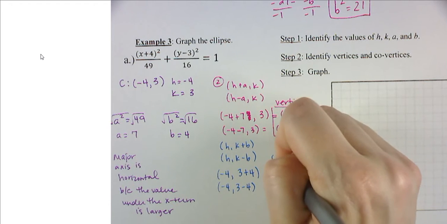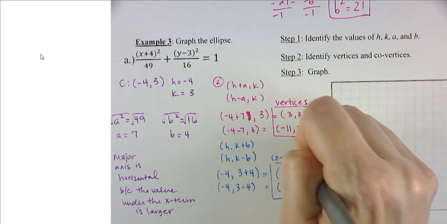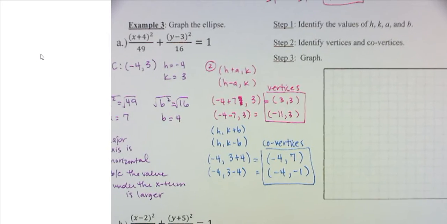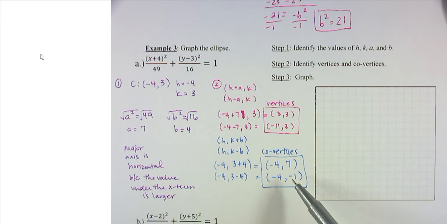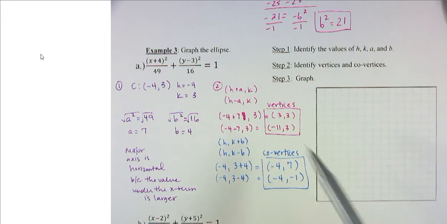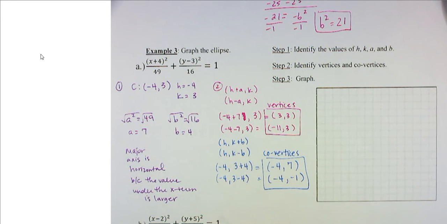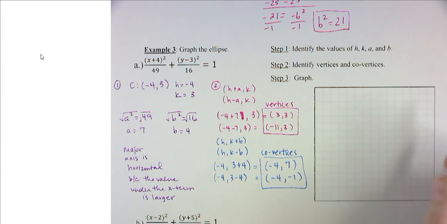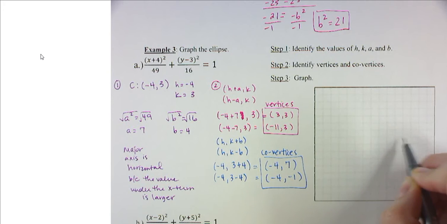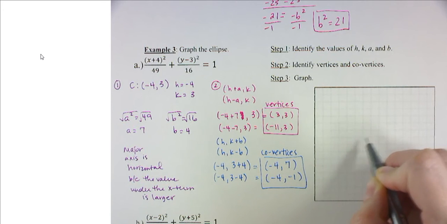So I want to make sure I can go up to 7, down to negative 1, and then over to 3, over to negative 11. So I might have to go by 2's here. And let's see if I did 1, 2, 3, 4, 1, 2, 3, 4, 5, 6, 7, 8, 9, 10, 11. Oh, that would make it right to the edge, but it would be there.